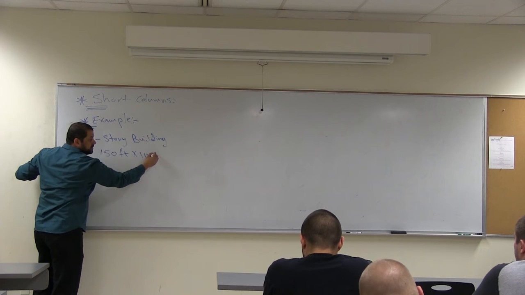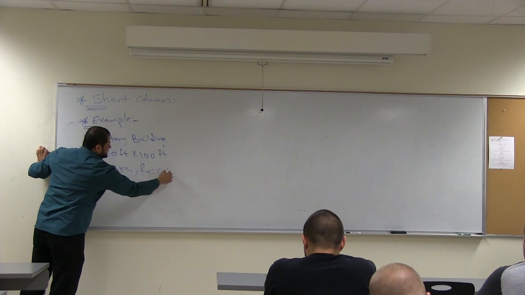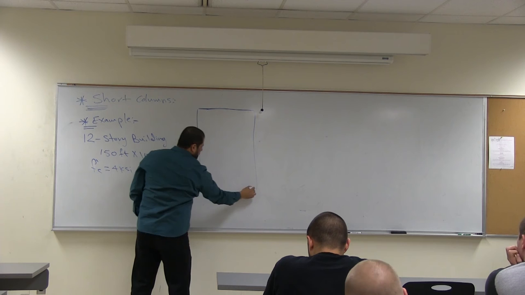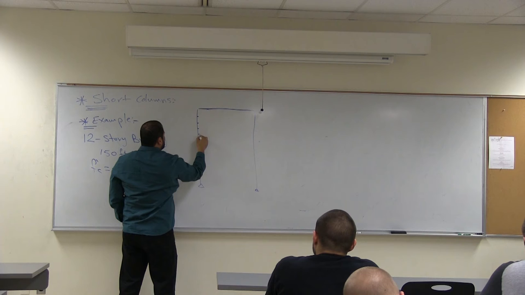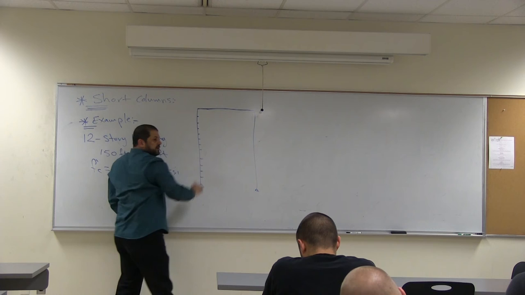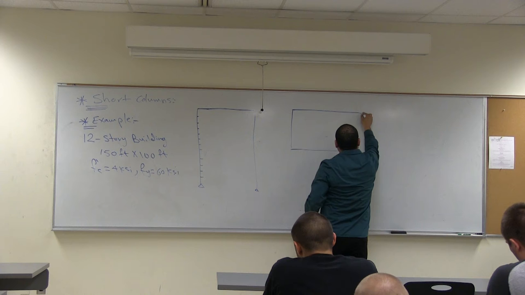What's f'c? 4 ksi. What's fy? 60 ksi. So this is what we have. Something like that. 12 stories. I'm going to talk about one direction, so I'm going to draw the plan view. I want to see how you guys did it. So we will have this is the 150 and this is the 100.